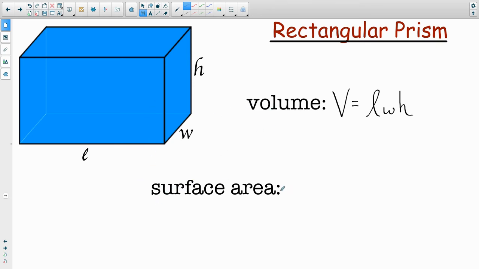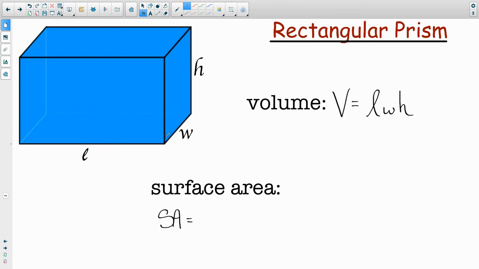The surface area gets a little bit more complicated, right? How are we going to figure out how much paper we need to wrap up this item here? How are we going to figure out the surface area of a rectangular prism? Well, here you need to be a little bit more careful when you're talking about these faces. Let's look at this front face right here. This front face is a rectangle, and we know that the area of a rectangle is, well, length times width.